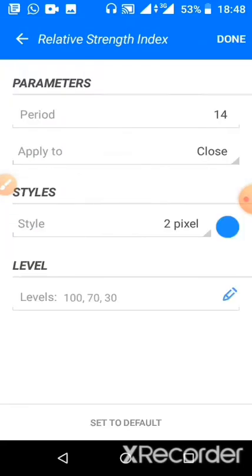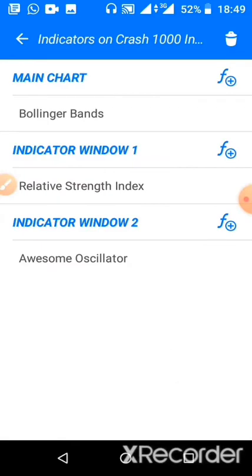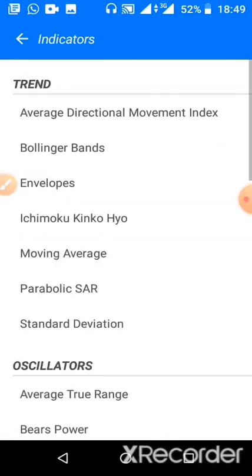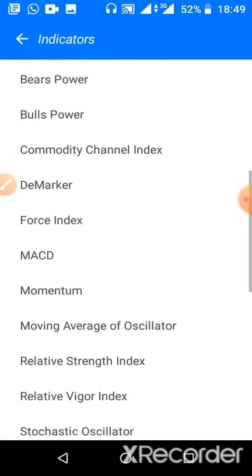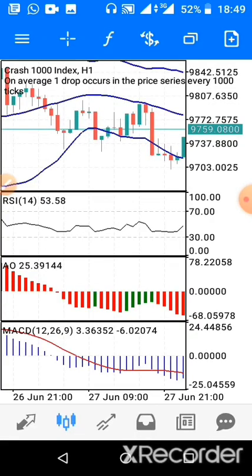For the relative strength index, these are the settings. Levels are 100, 70, 30, period 40, apply to close, 2 pixels, choose whatever color you desire, black or blue. I think I'll choose black. Click done, and these are your settings. Make sure you also add one MACD right there, and leave it on default settings.